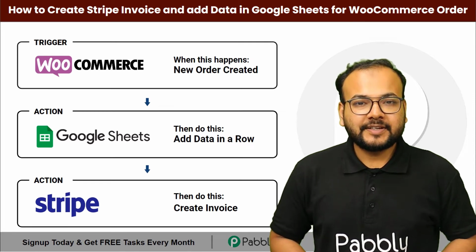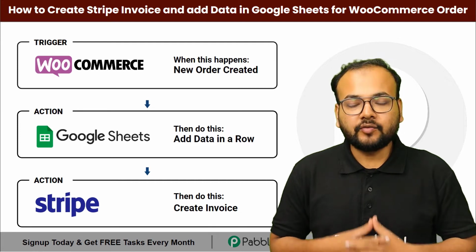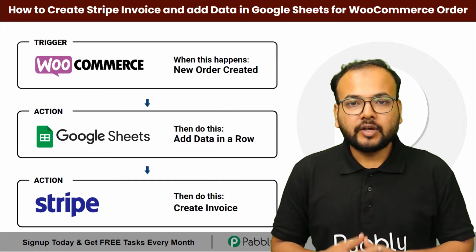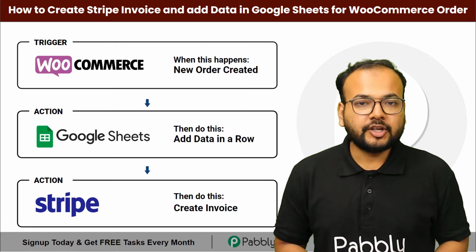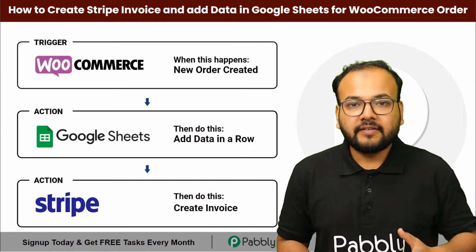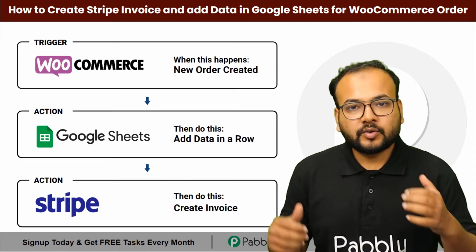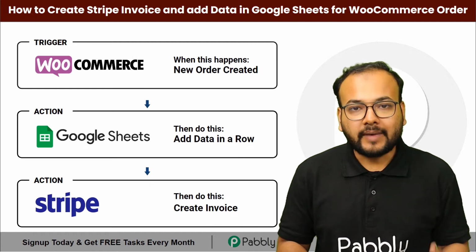Welcome back. In this video, you will learn how you can add data in Google Sheets and create invoices in Stripe for new WooCommerce orders automatically. This powerful automation is going to create invoices automatically for you and save your time, and also it is going to streamline your data collection process that you would otherwise have to do manually.